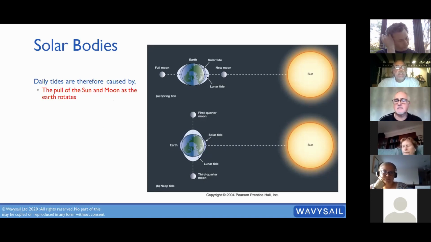Okay. Daily tides are therefore caused by the sun and the moon as the Earth literally goes round on its own axis. So we're moving and the water moves a little bit less because of the lunar and the solar gravitational pulls.